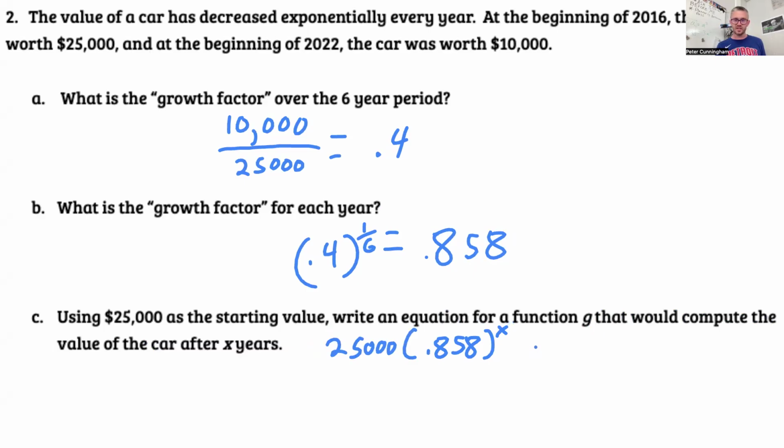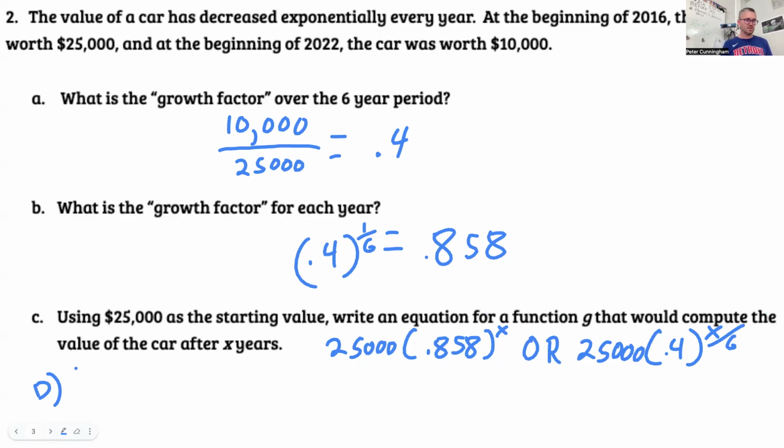In this case is X. If you used Y, it would be understandable, right? Years. Or if you use that original growth factor that you calculated over the 6-year period, just make sure you're taking your years in the exponent and dividing it by 6.